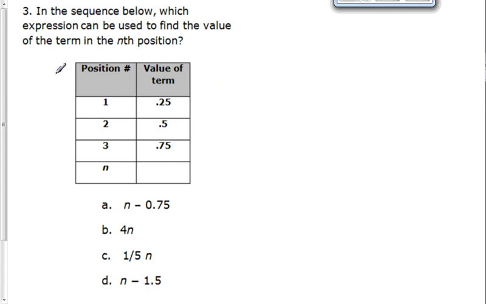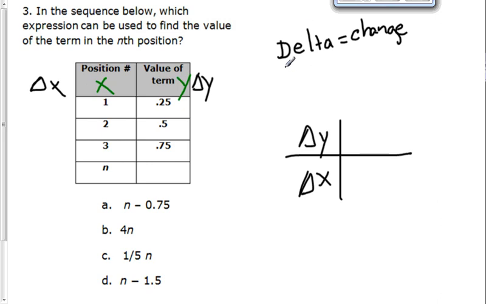Here it is, picking out an equation from the table. I wanted to remind you, your position is your x, and your value of your term is your y. Y always depends on what x is. And one new thing you learned this year to help you with that is delta. And you remember us adding to our table? We found our delta y, and we found our delta x. Remember, delta meant change. How did it change?